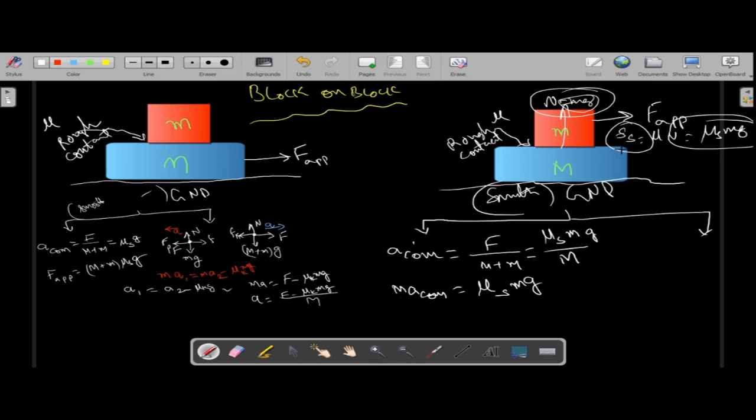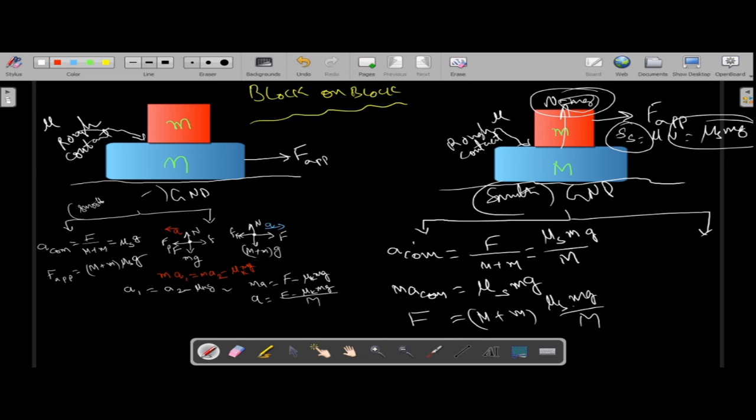If the friction force is exactly equal to the pseudo force experienced by the bottom block, then both are moving with the same acceleration. That is the logic, so I apply the same concept here. We got this answer. That means for the common motion, the applied force F is given by (m plus M) into mu s into small m g by capital M. By using this formula, one can decide this particular value.